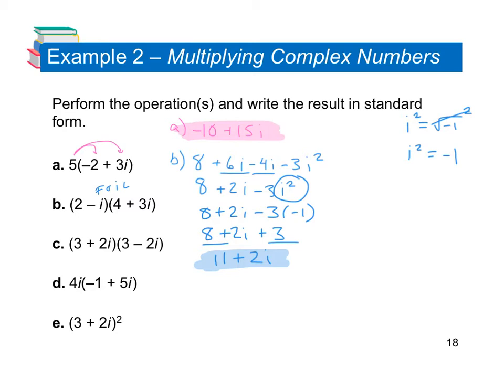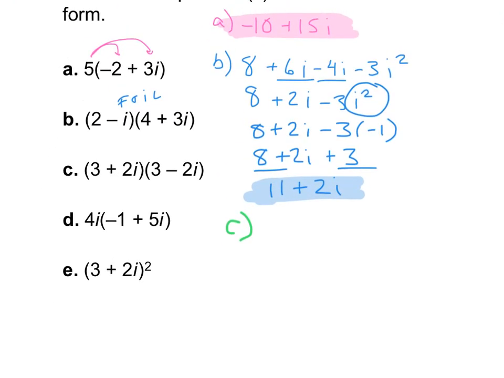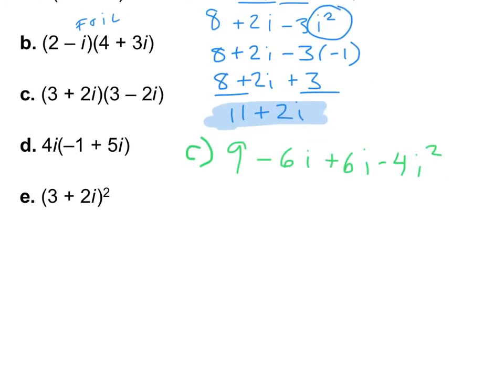All right, let's look at C. So for C, we need to FOIL. We multiply our first terms, 3 times 3 is 9. Then our outsides, negative 6i, our insides, positive 6i. And then our last terms, we would have negative 4i squared. So we combine our like terms.